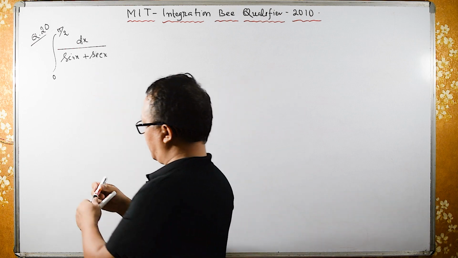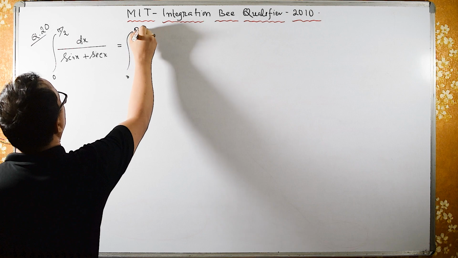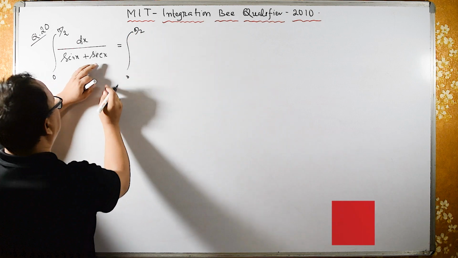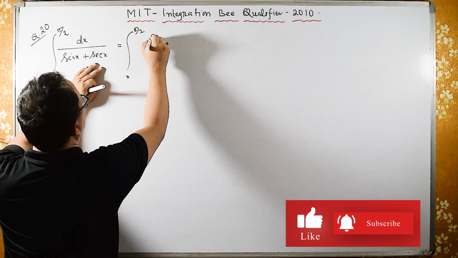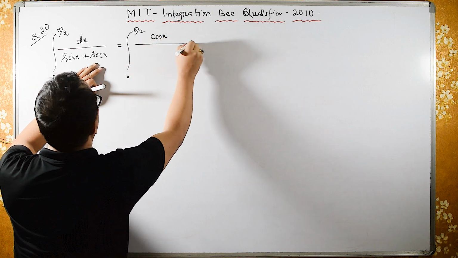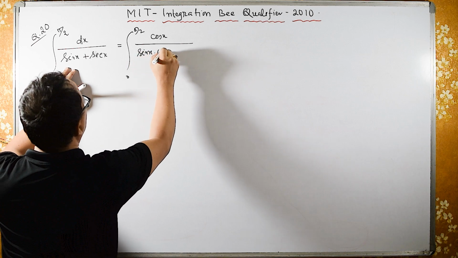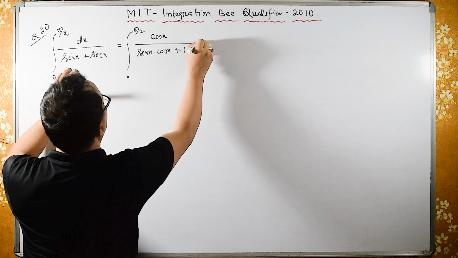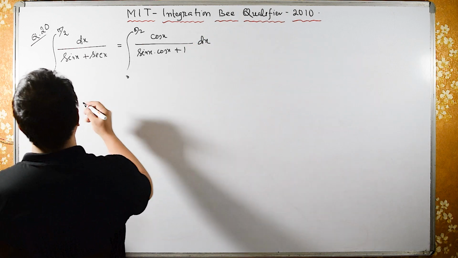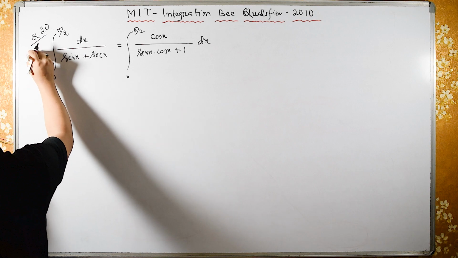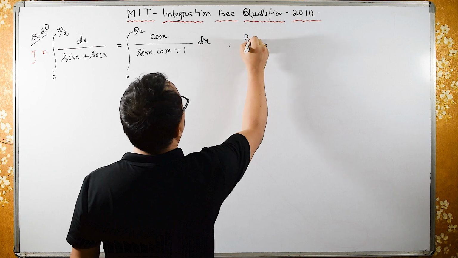Therefore this is the same as integral 0 to pi by 2. Sec is the same as 1 by cos, so I am taking the LCM. Cos will go off over here, and I will get cos x upon sin x into cos x plus 1 into dx. Now let's consider this as I.